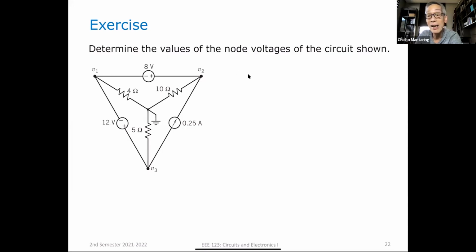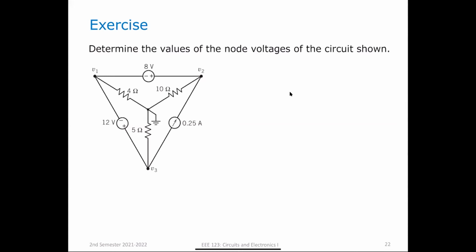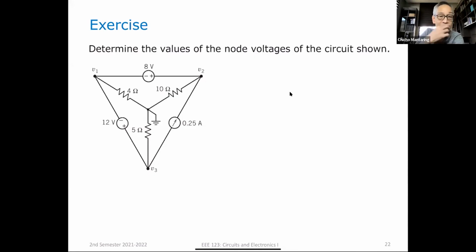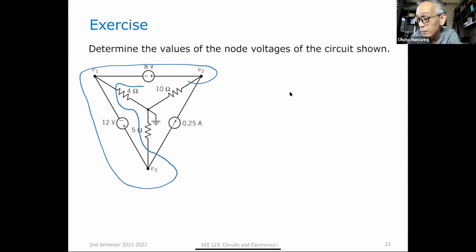Yes, Lance. Sir, I think po pwede po gawing supernode yung V1, V2, and V3. Yes. That's right, no? You can make this a supernode. As a matter of fact, since this element connects V2 and V3, pwedeng isama to sa supernode. Okay, but let's say hindi natin isasama yan sa supernode, no? So what's my KCL equation for the supernode?